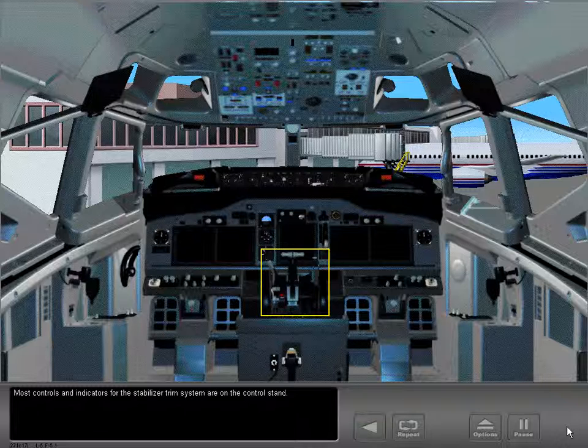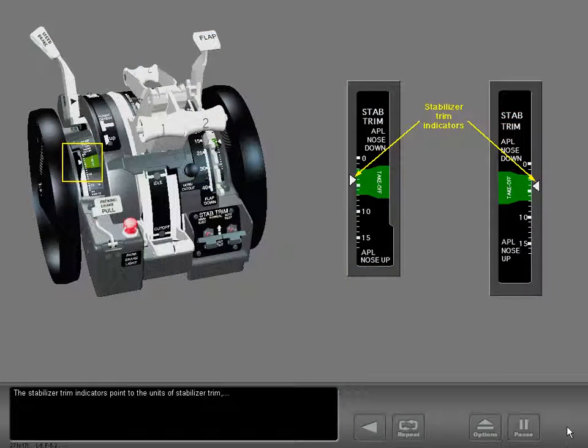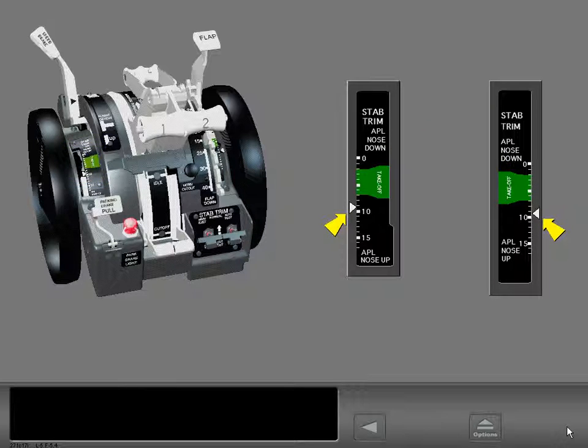Most controls and indicators for the stabilizer trim system are on the control stand. The stabilizer trim indicators point to the units of stabilizer trim, and the green bands show the approved takeoff trim range. An intermittent horn sounds if you try to take off when the stabilizer trim is not in the takeoff range.